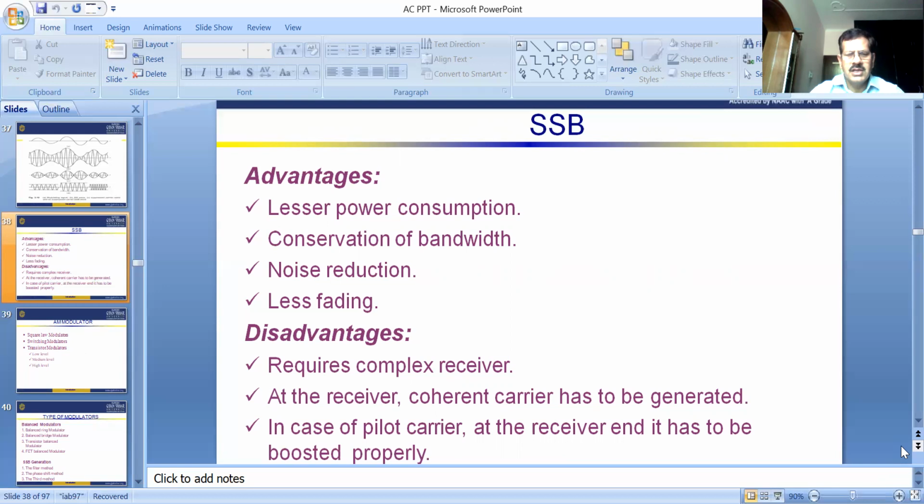What are some disadvantages of SSB? The first disadvantage is that it requires complex receivers, because the circuit diagram of the receiver used in SSB is very complex. The next disadvantage is that at the receiver, a coherent carrier has to be generated. In case of pilot carriers, at the receiver end, it has to be boosted properly. So there are three disadvantages of the single sideband system.